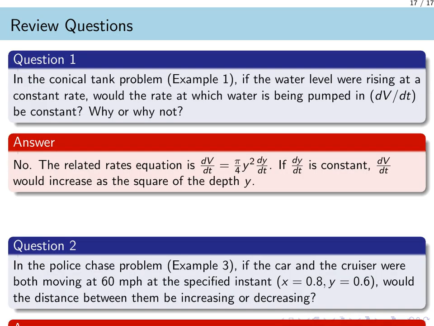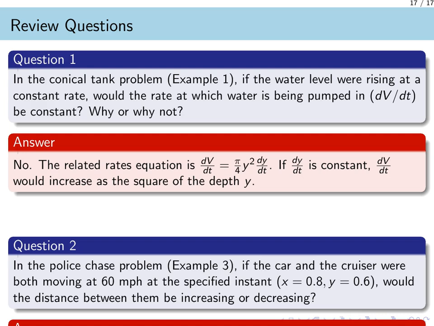To finish, let us explore a couple of questions that will help solidify our intuition about how these related rates behave. First, for the conical water tank, if the water level were to rise at a constant rate, would the rate of water being pumped in also be constant? The answer is no, because the rate of change of volume is proportional to the square of the water's depth. This means you would need to pump water in much faster when the tank is nearly full and wide, compared to when it is nearly empty and narrow.